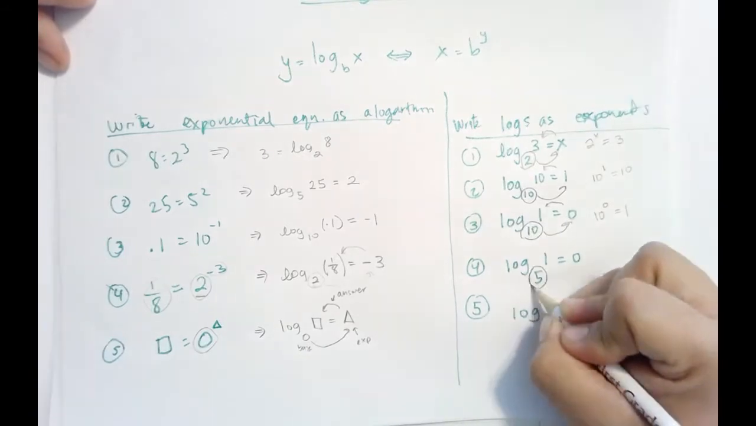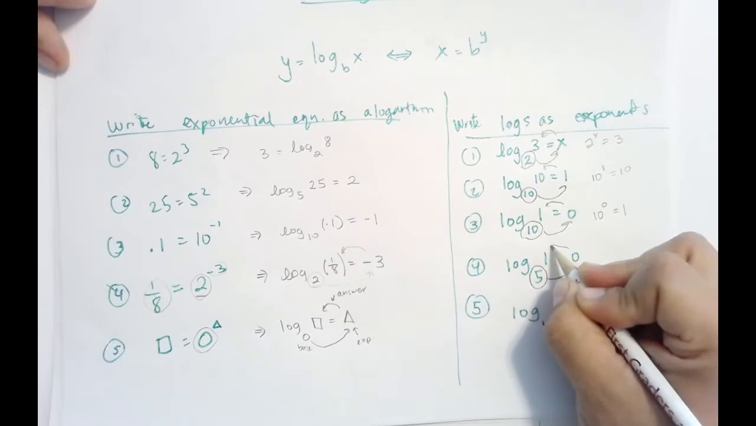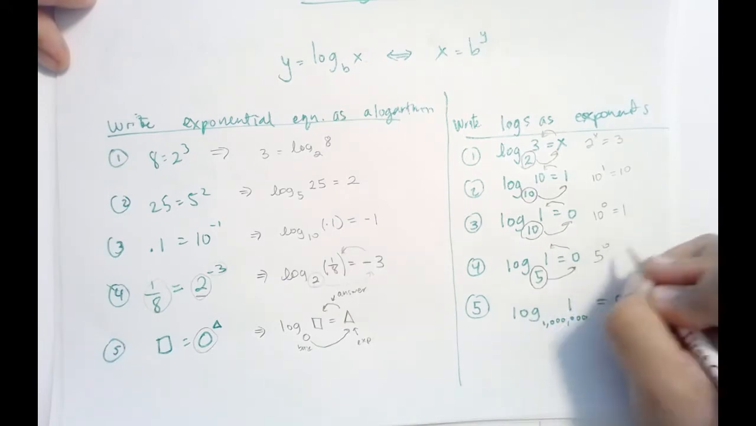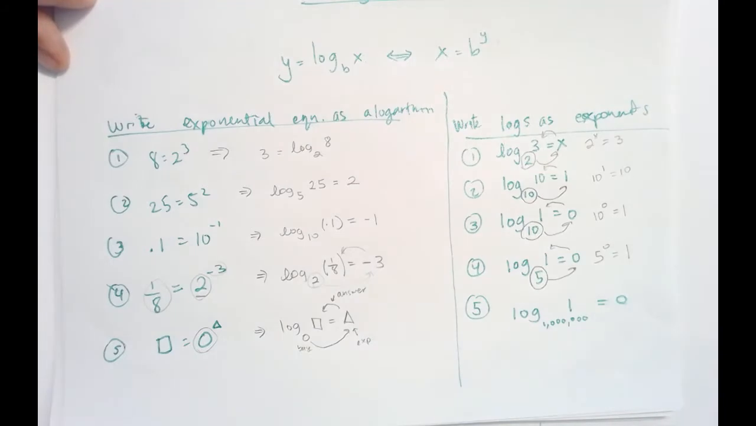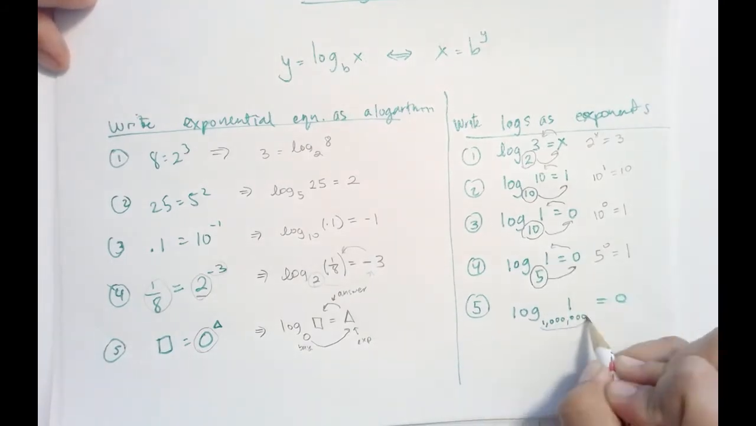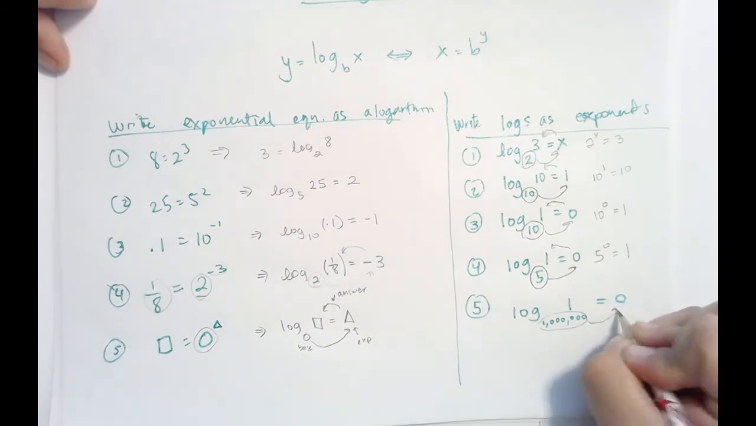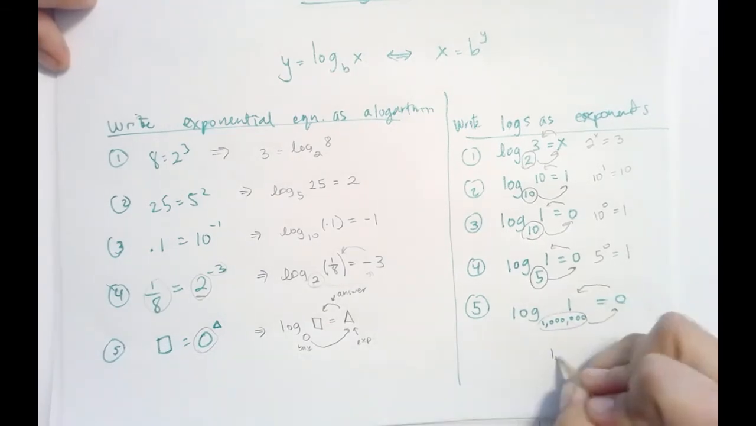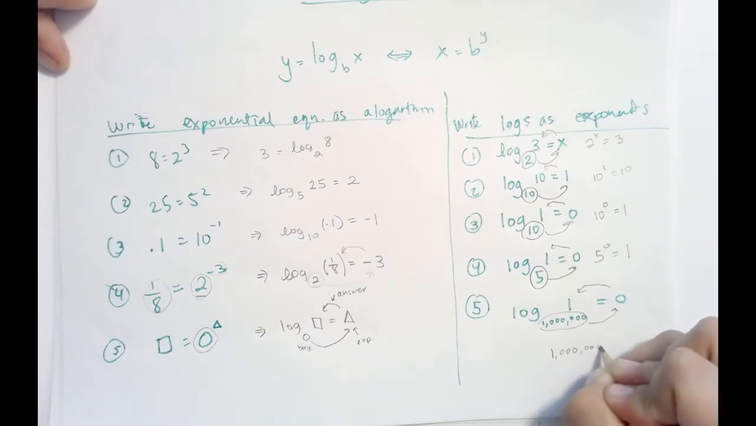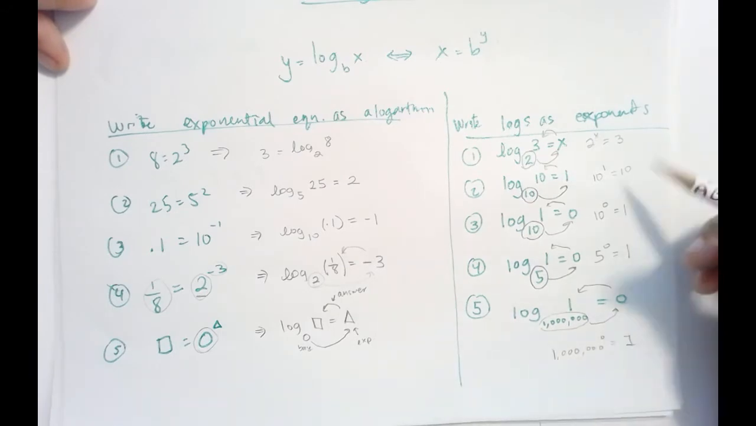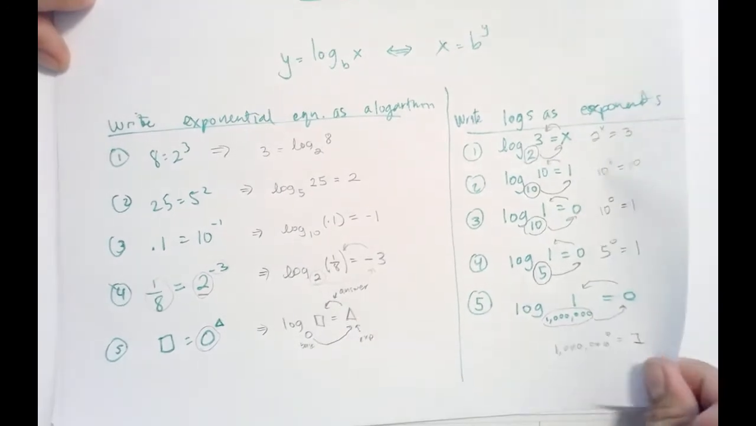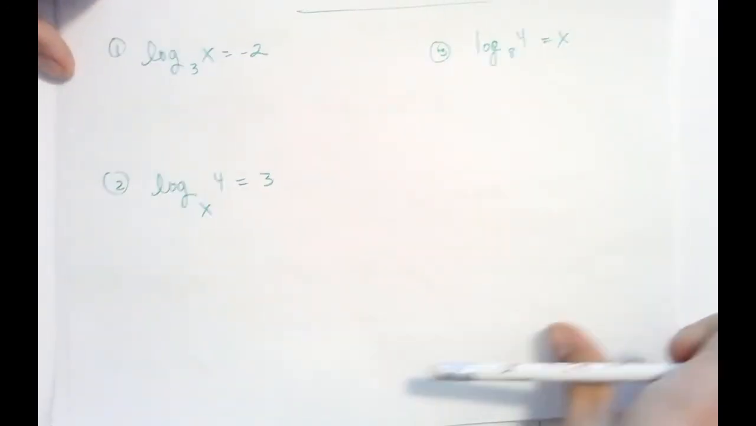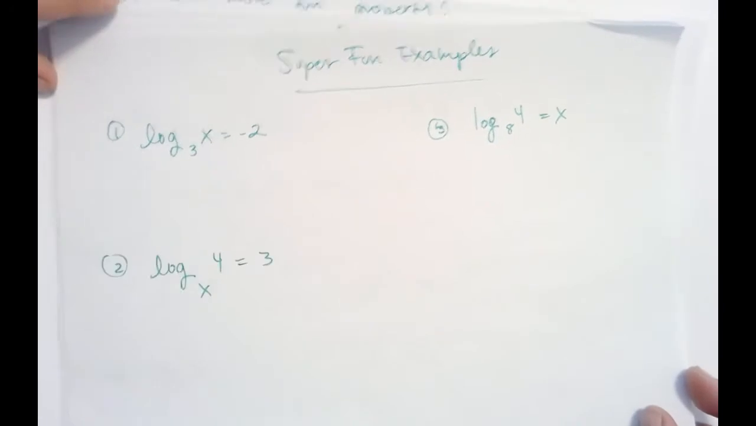And then again, base raised to the power 0 is equal to 1, which makes sense because any number raised to the 0 power is equal to 1 if you recall that from properties of exponents. So again here, if we had base 1 million, we raise that to the 0 power, that would still equal 1, right? And this is us writing log functions as exponents. Okay, so this is back and forth. Let's move on. Let's do some more super fun examples.